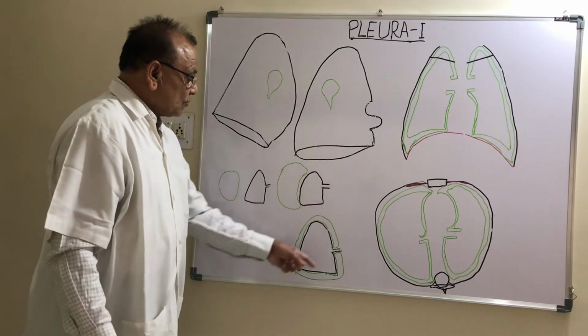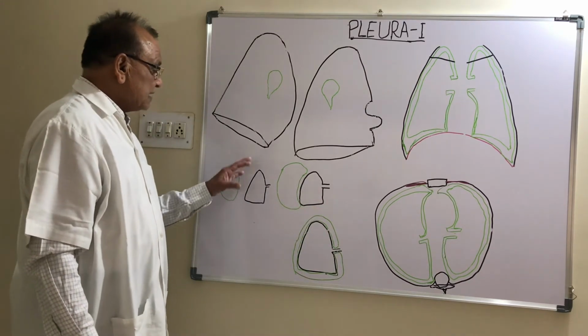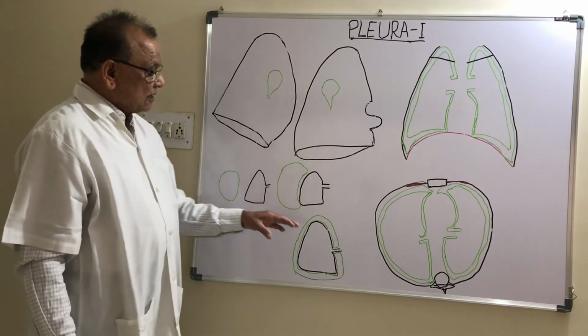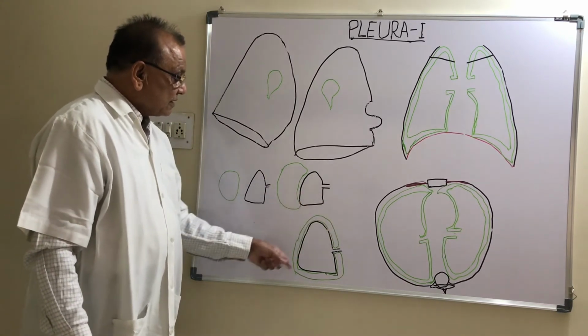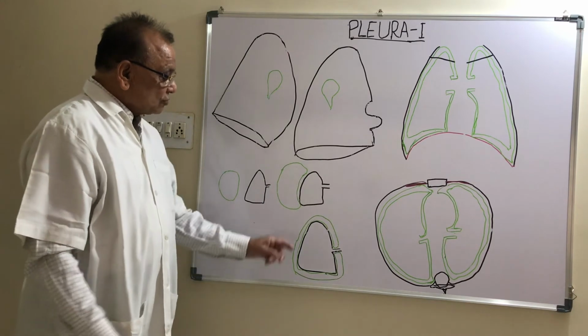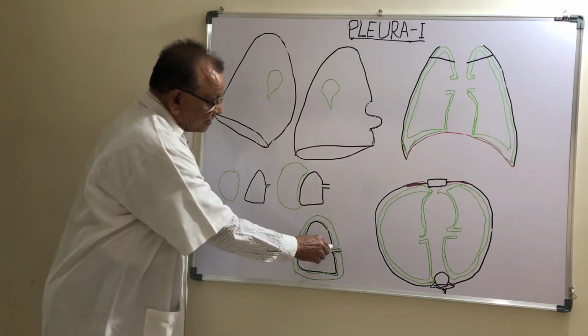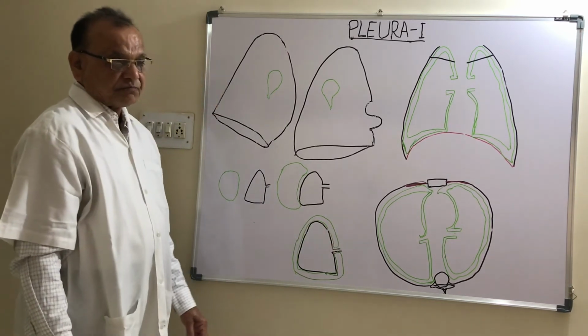So the pleural sac, by the invagination of the lung, now has two layers, outer layer and inner layer. And both the layers are continuous with one another at the root of the lung.